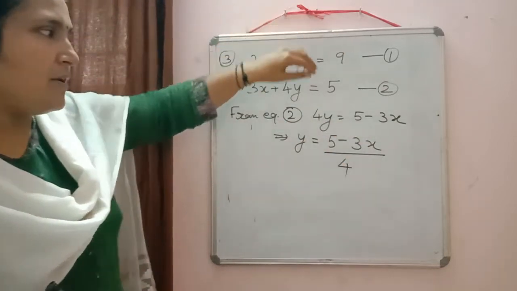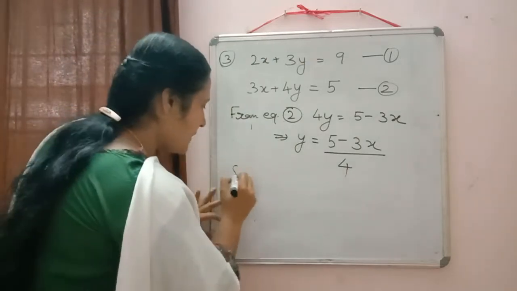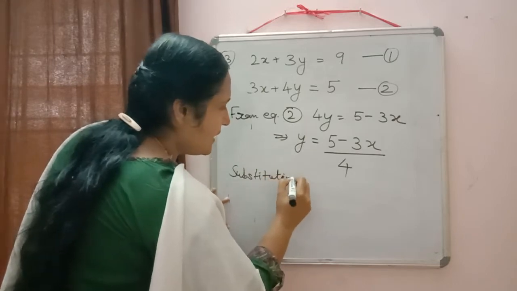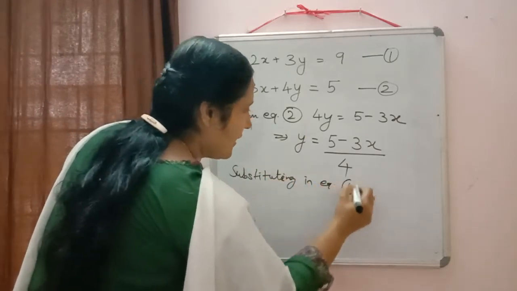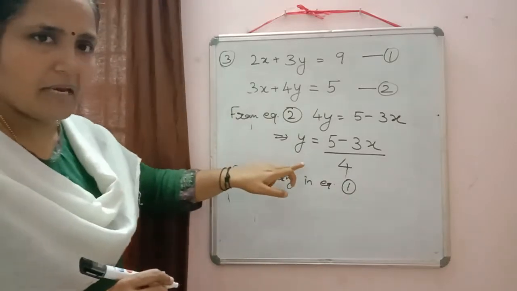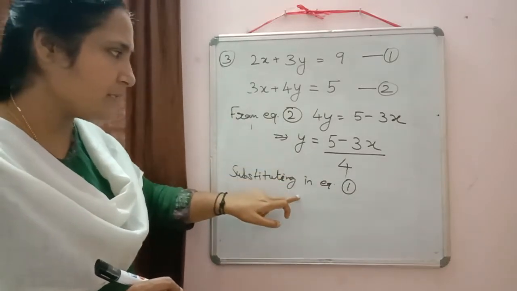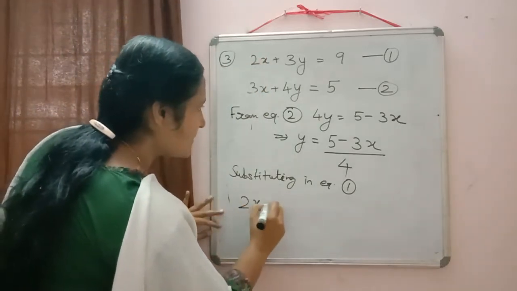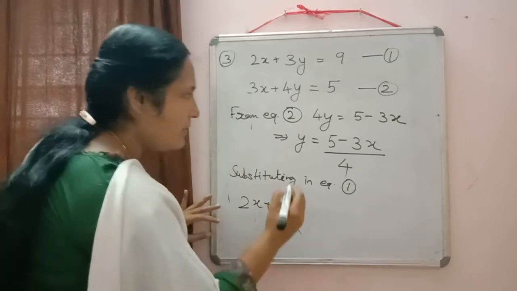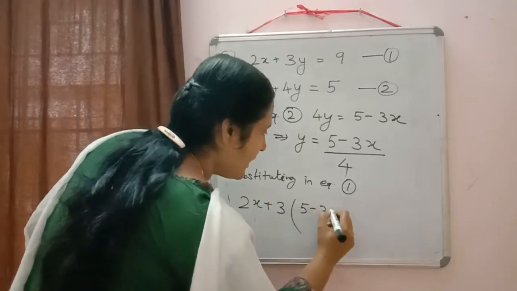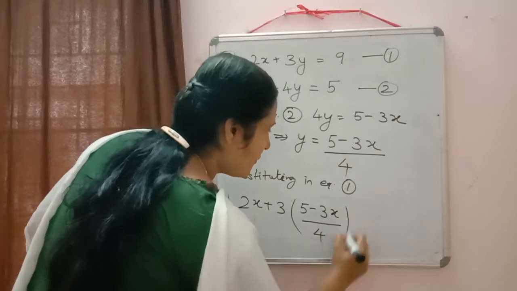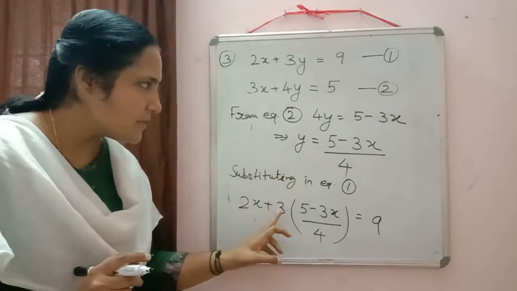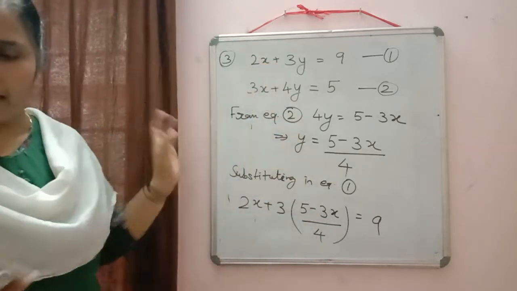You have to take the value from one equation and then you have to substitute in the other equation there. So now what we are going to do? We are going to substitute the value of y, substituting in equation 1. We have taken the value of y from equation 2 and now we are substituting in equation number 1. So equation 1 is 2x plus 3, in place of y, what we will write? 5 minus 3x by 4 is equal to 9. Clear? We just substituted the value of y in equation number 1.